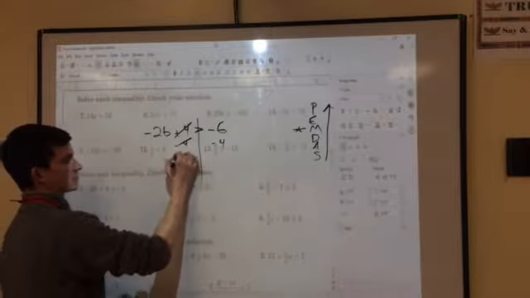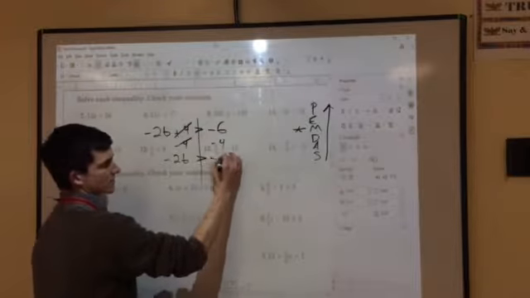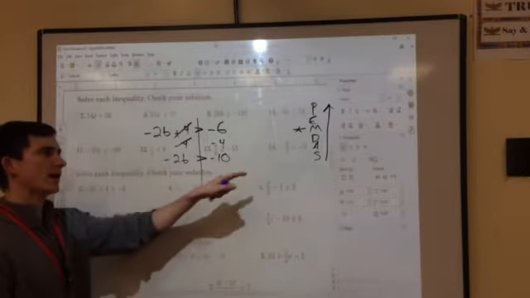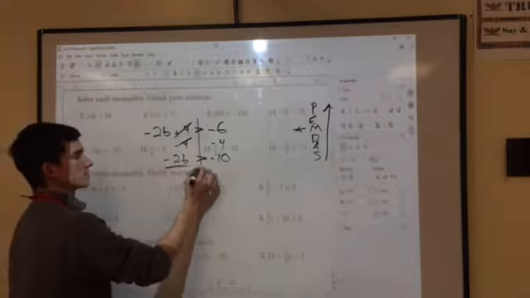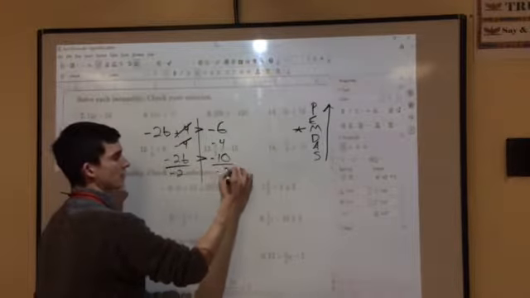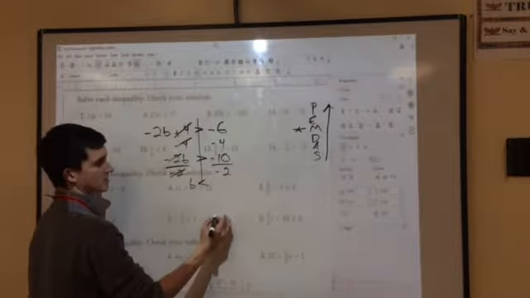So we have negative 2b comes down, is greater than negative 6 minus 4 is negative 10. Now I can get rid of negative 2 times b because that's multiplication. So I'm going to divide by negative 2. Remember I talked about when I divide or multiply by a negative, so I have 1b, the sign changes directions.